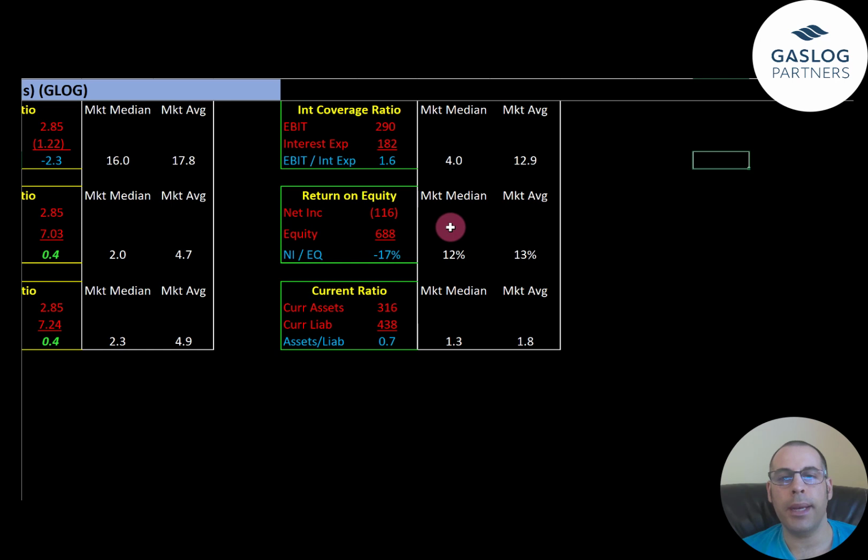Negative ROE, the median is 12%, the average is 13%. ROE is net income over equity. I like to see above 20%. They're negative 17% because they have negative net income.